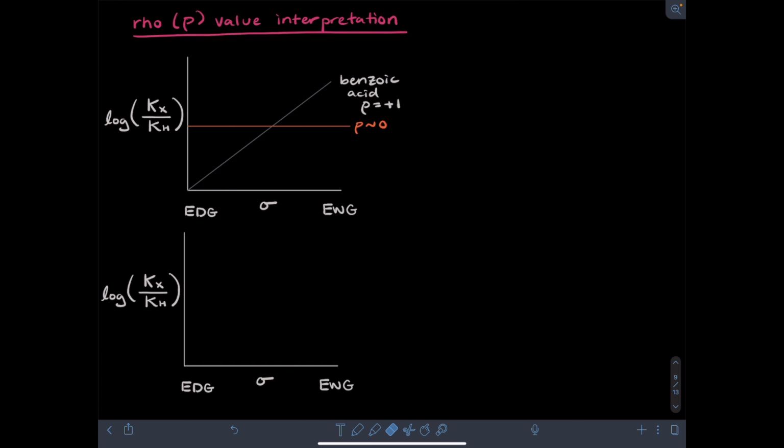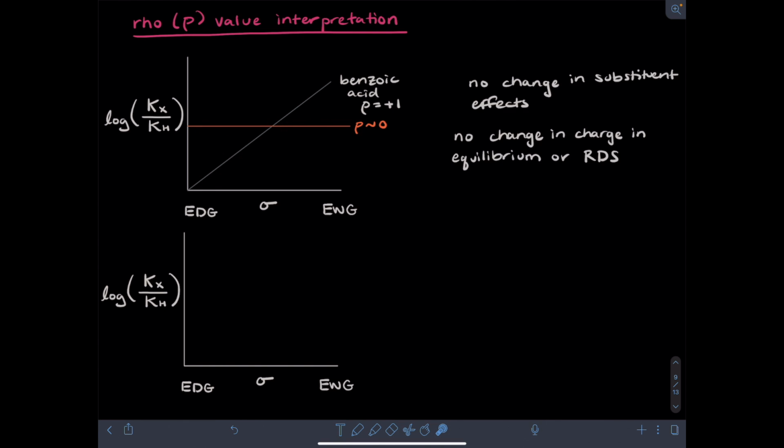A third scenario is, what if rho for your reaction of interest is about 0? This would look like a flat line in a Hammett plot. In this case, you would say that there is no substituent effect. As you vary your X group, making it electron donating or electron withdrawing, it is not affecting the equilibrium constant. And this will be the case if near your aromatic ring, you have no change in charge, either in your equilibrium or, when we'll talk about kinetics soon, in your rate determining step.